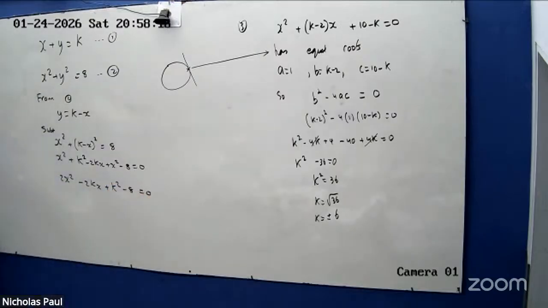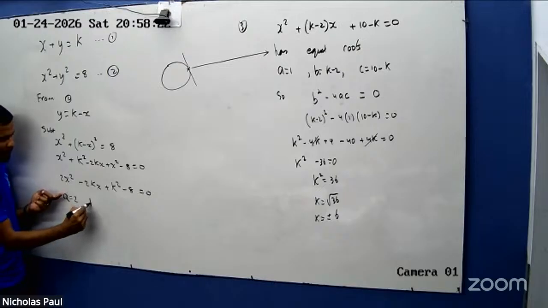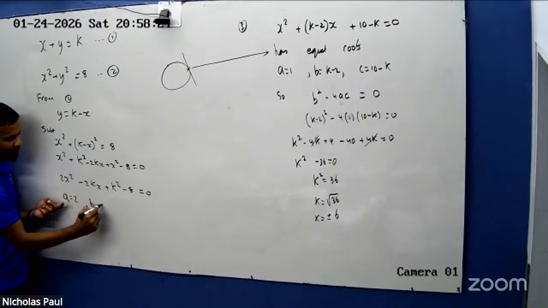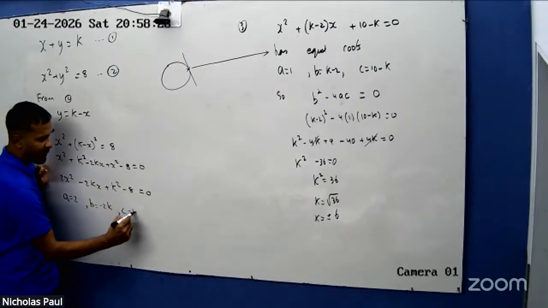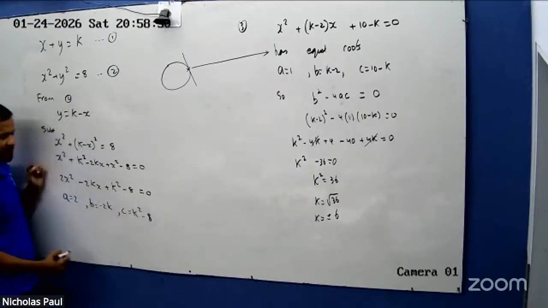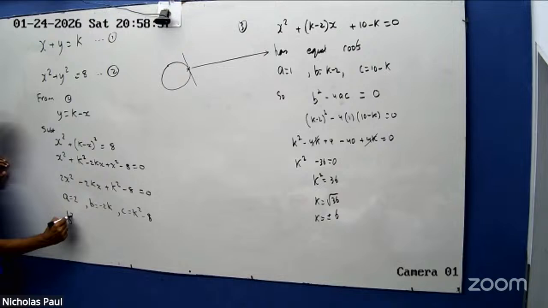That's okay? If we expand it properly, it will look like this. A is 2. B is minus 2k. C is k squared minus 8. Right? And the question said tangent, so we know that b squared minus 4ac is.